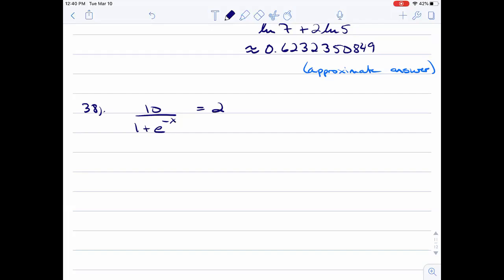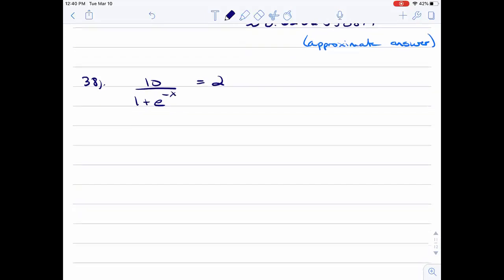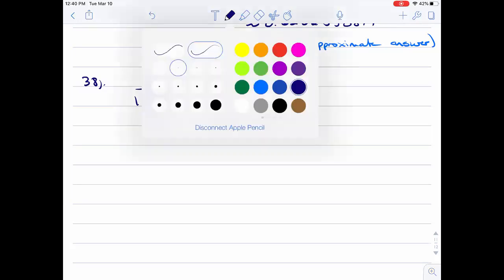One thing that we can do is move the 1 plus e to the negative x over to the right-hand side by multiplying, as long as we do it for both things in the denominator. That gives 2 times 1 plus e to the negative x. I'm trying to get e to the negative x on its own, and maybe I'll make a note here.